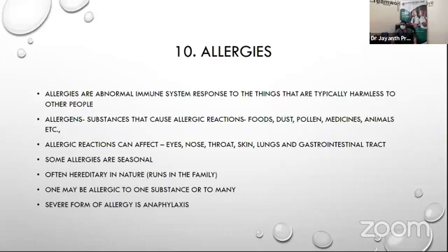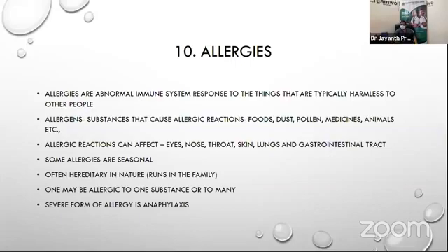They are mostly airborne, such as dust, pollen, mold, or sometimes food items. Sometimes you are allergic to medicines or an insect bite. What organs can be affected by this? Eyes, nose, throat, skin, lungs, and the gastrointestinal tract. That is your gut.